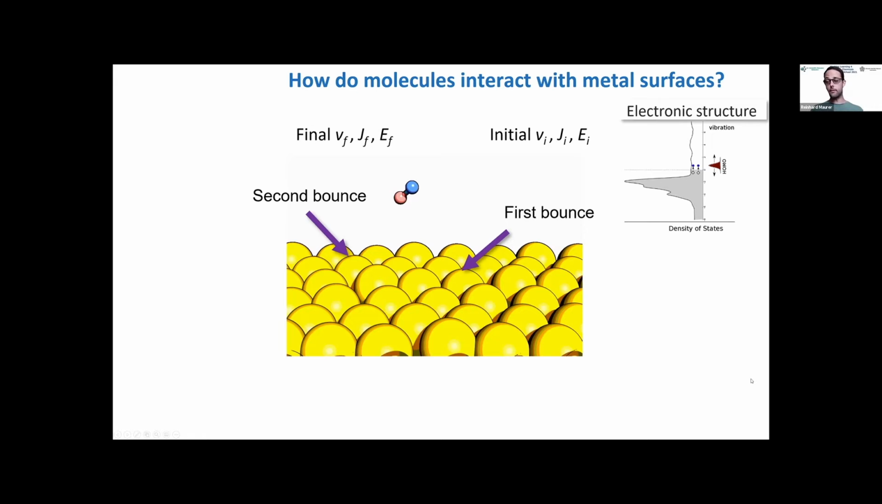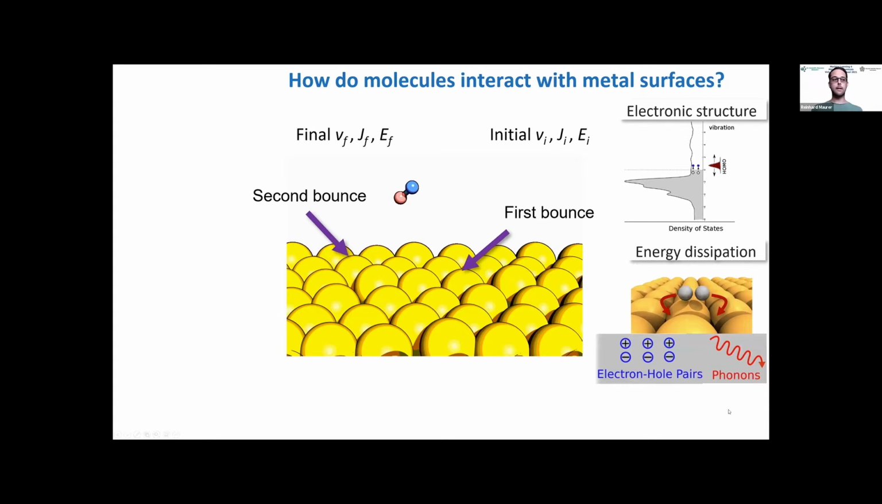So obviously, first of all, we need to capture the electronic structure. So we need to perform quantum chemistry calculations that capture the molecular energy levels, but also the density of states, the electronic states of the metal, and get the right energy landscape and forces that act on the molecules. We also need to account for energy dissipation effects, so energy transfer between molecule and surface as the molecule pinches on the surface and interacts with it.